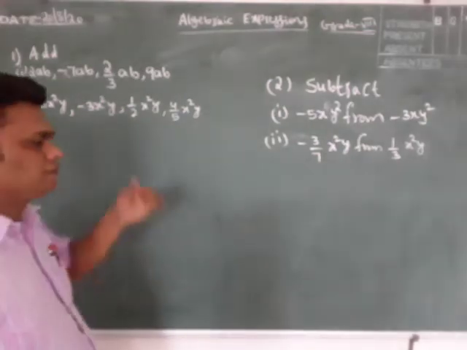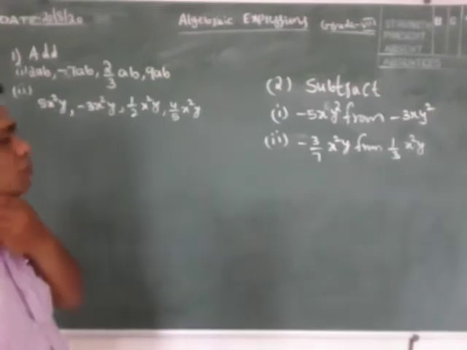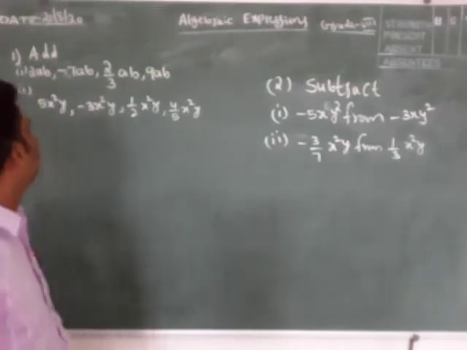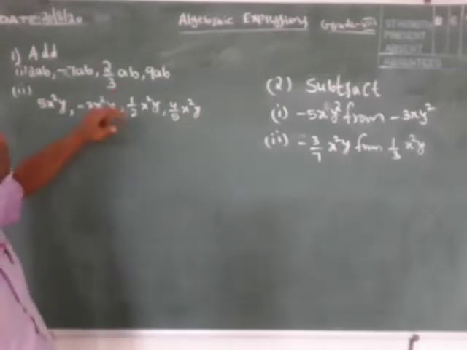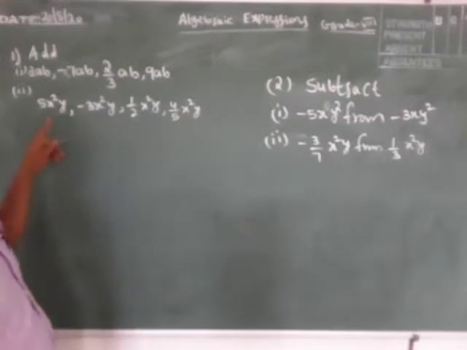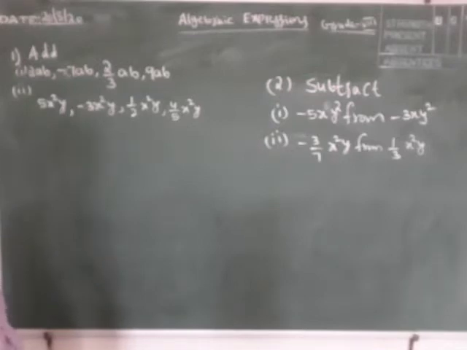Good morning everyone. See algebraic expressions. First, add 2ab, minus 7ab, 2 upon 3ab, 9ab. First one: 5x square y, minus 3x square y, 1 upon 2x square y, 4 upon 5x square y.